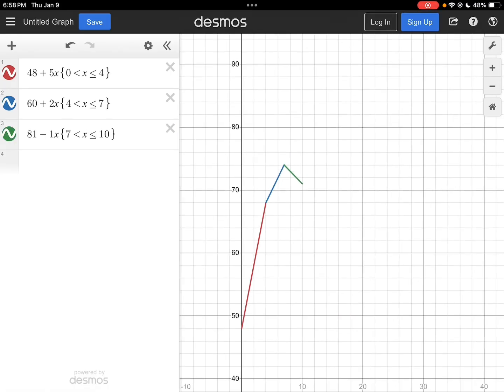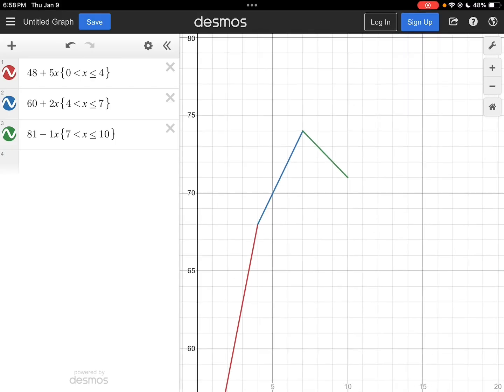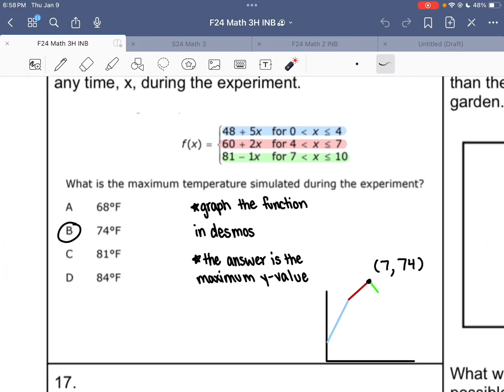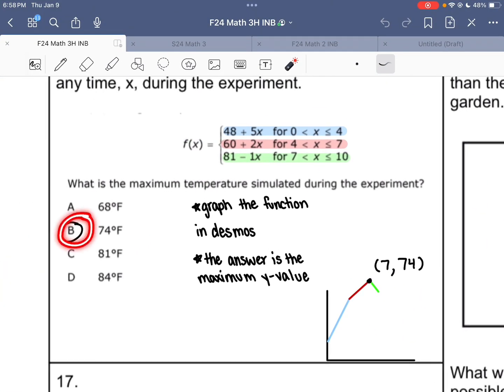And that's it, I've graphed it. So it wants to know the maximum temperature, and temperature is going to be my y value. So I go to my graph, my highest y value is at 74. So my answer would be B.